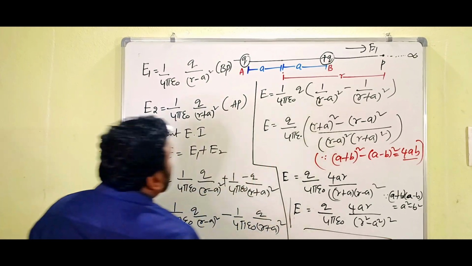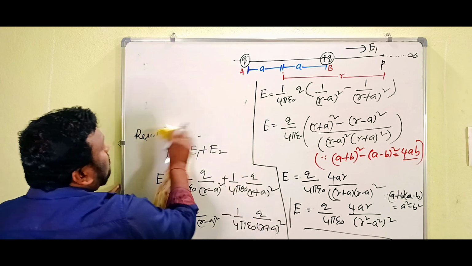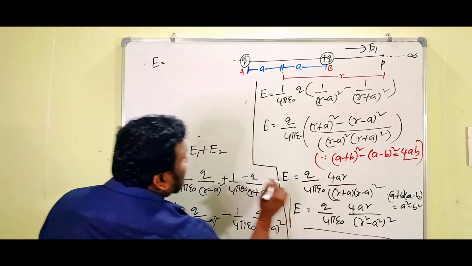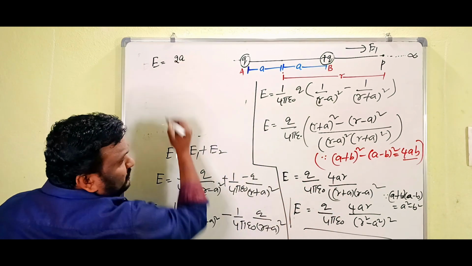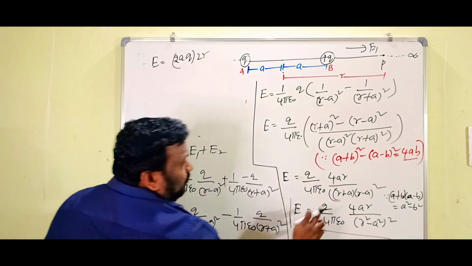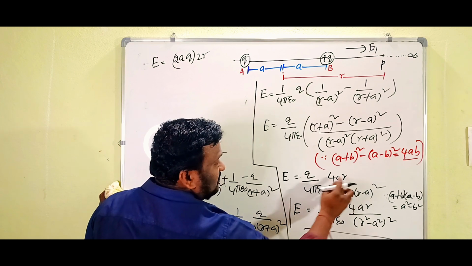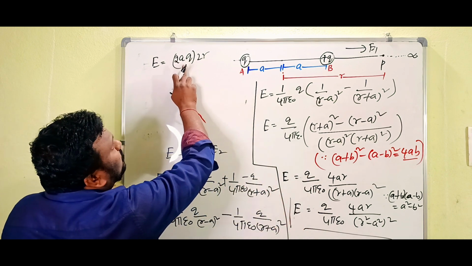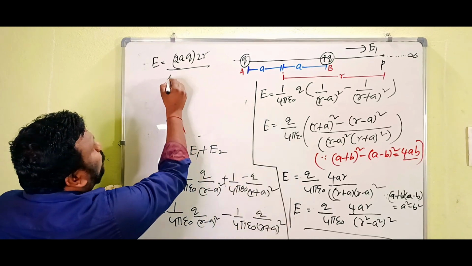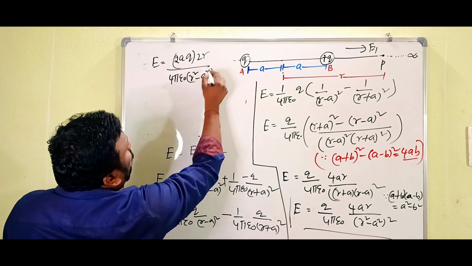So in that formula, children, we need some space, that's why I am erasing this one. Here what do you write? E is equal to, here 4A is already there, that can be written as 2A into 2R. I am writing 2 into 2A. Then E is equal to 2Aq into 2R by 4 pi epsilon naught (R square minus A square) whole square.